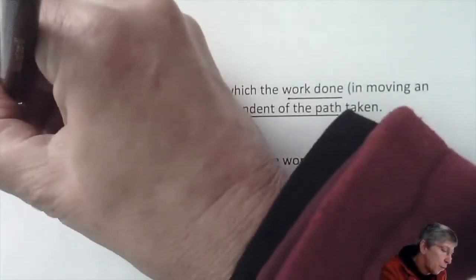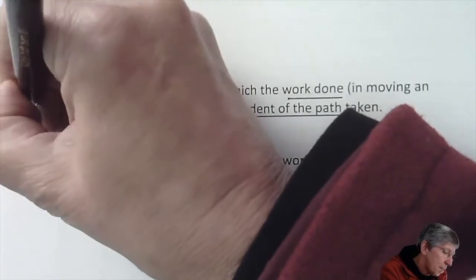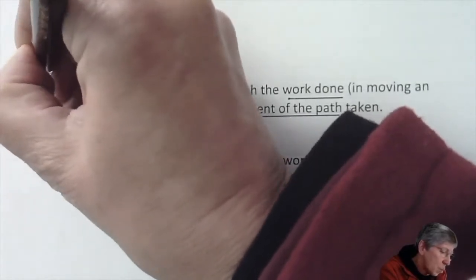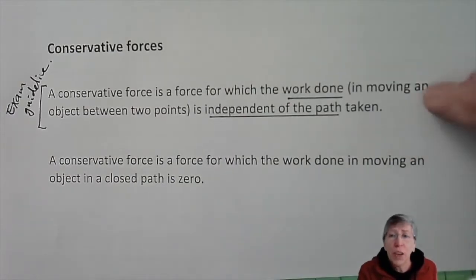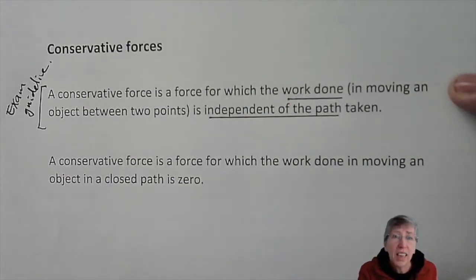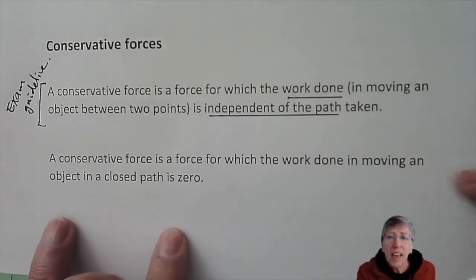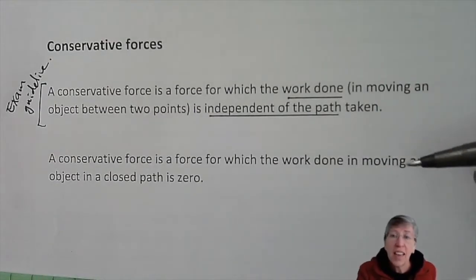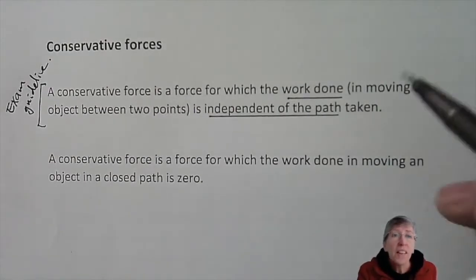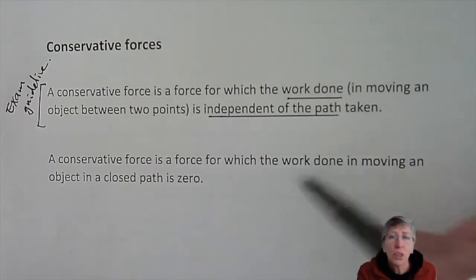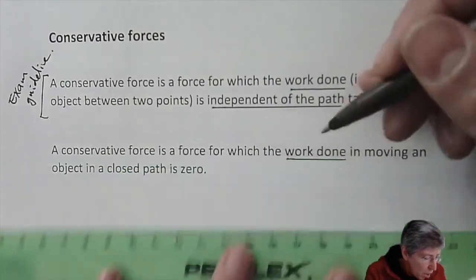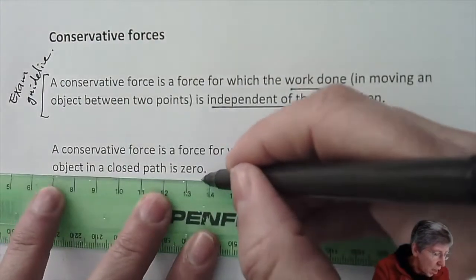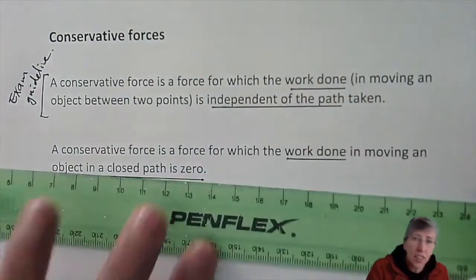Now that first one is the one that you will find in the exam guideline, and we did that one in our study material as well. I always prefer to use the one in the guidelines, but there's another one, and for instance last year they accepted this one as well, and that is that a conservative force is a force for which the work done in moving the object, and now it is in a closed path, is 0.